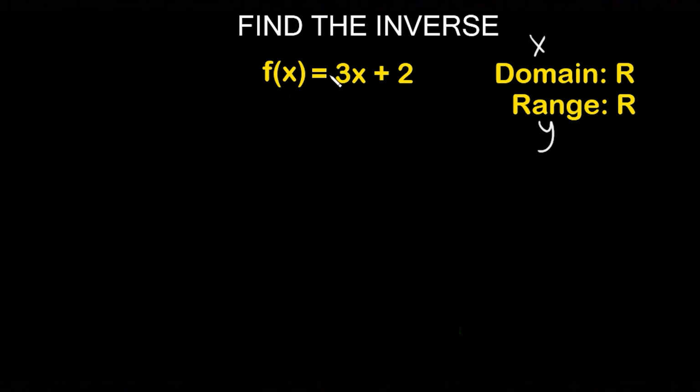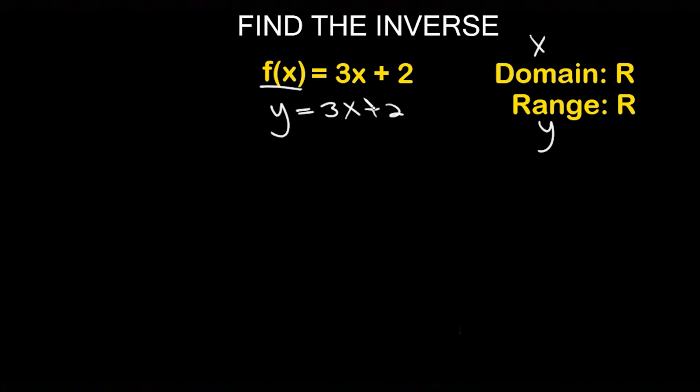So let's talk about how we're going to get the inverse function of our original function here, f of x. Well, our first step is to take it out of function notation. We know that f of x is really just y. So I'm going to go ahead and rewrite this as y equal to 3x plus 2. All right, so your first step, take it out of function notation.